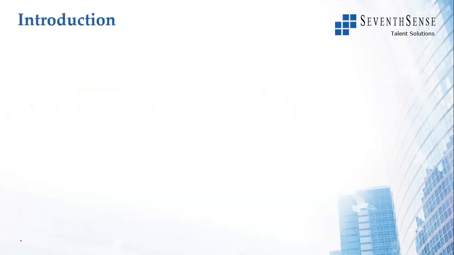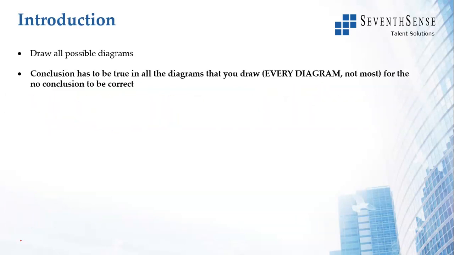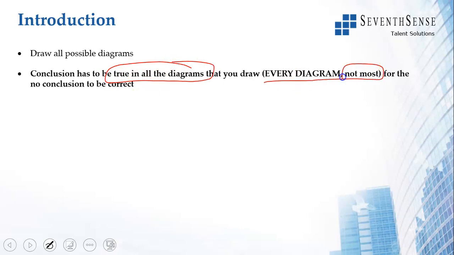Conclusions might also have the word no. Again, I repeat, you draw all possible diagrams. The conclusion has to be true in all the diagrams. Okay, that you draw every diagram, not most. You can't say it is true in 4 but not in the 5th. It has to be true in every diagram for the no conclusion to be correct.